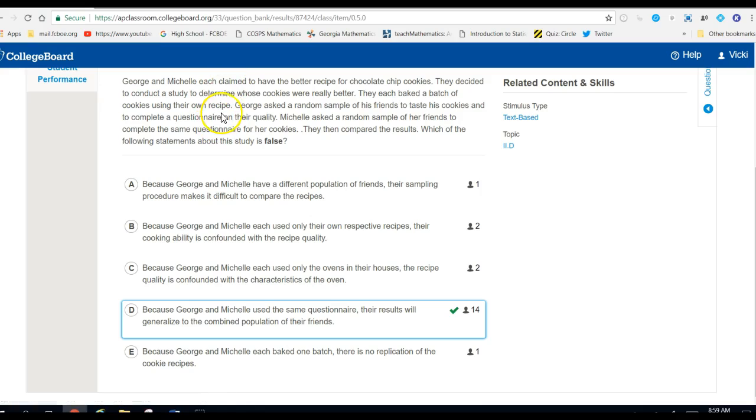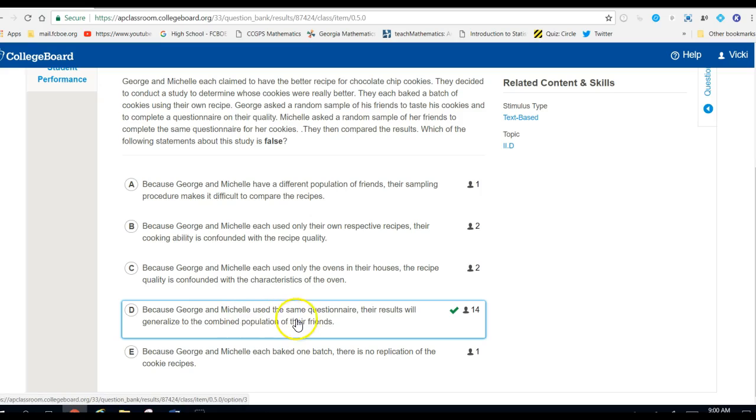So you probably felt that way. Put a T beside this, that's probably true, and go through the other responses and see if you find one that looks better to you. Okay, B, because George and Michelle each use only their respective recipes, their cooking ability is confounded with the recipe quality. True, absolutely true. C, also absolutely true. So the ovens may not cook well, cook half the cookie, the other half's raw, that kind of thing. So yes, C is also a true problem.